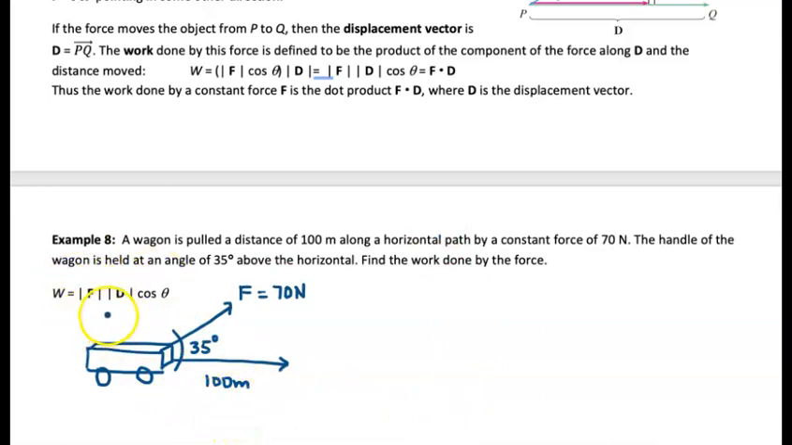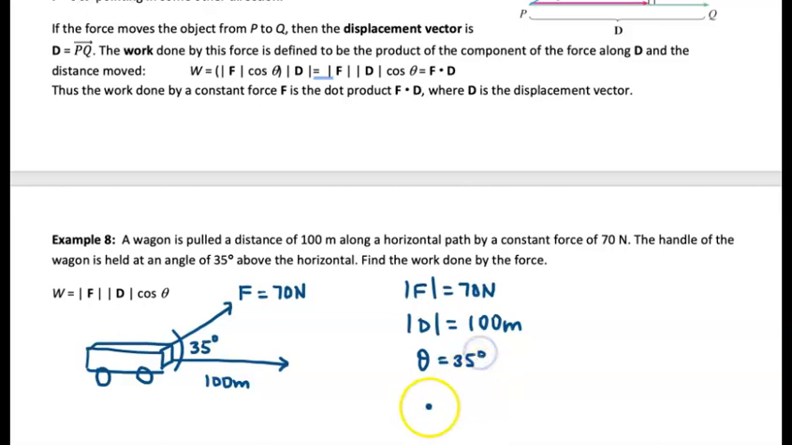Well, we have this equation here that says work is the magnitude of the force times the magnitude of the distance times the cosine of theta. And we have everything we need in this problem. That work is equal to the magnitude of the force, which is 70 newtons, times the magnitude of the distance, which is 100 meters, times the cosine of theta, which is 35 degrees. Kind of a plug and chug from here.